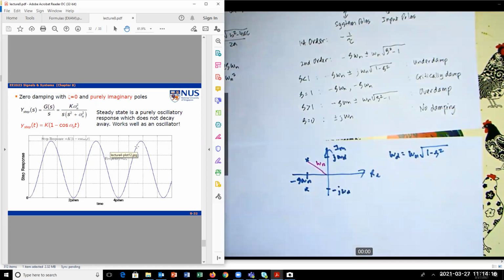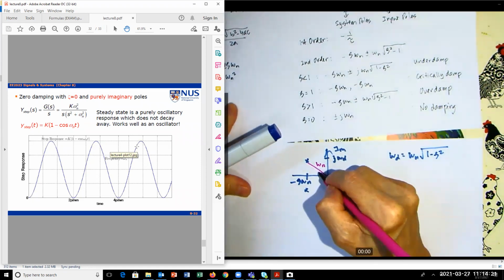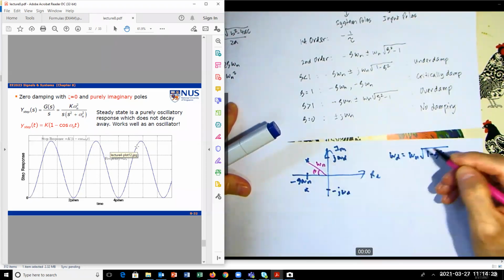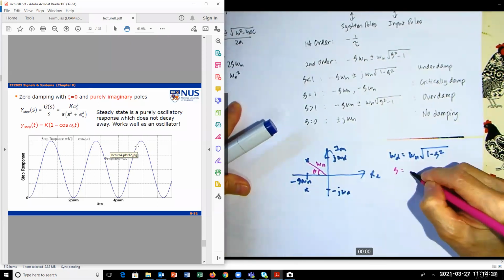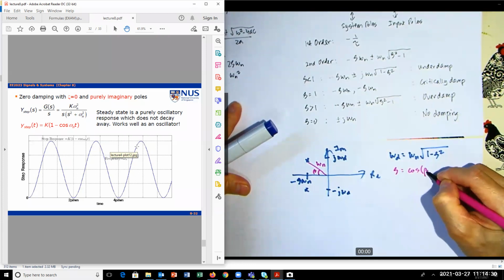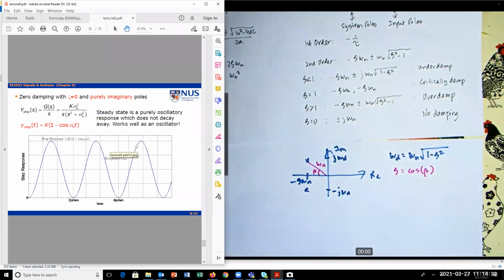And if I look at the angle over here, which I call beta, zeta equals cos beta. These are the relationships. Cos beta.